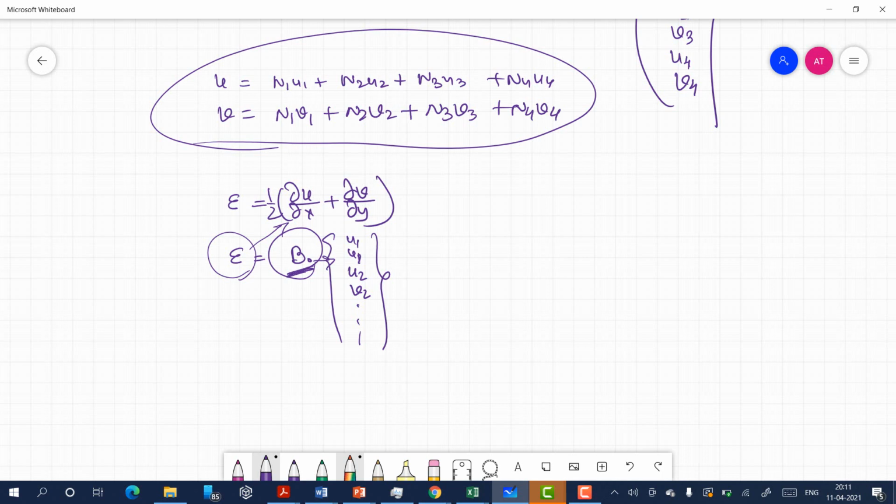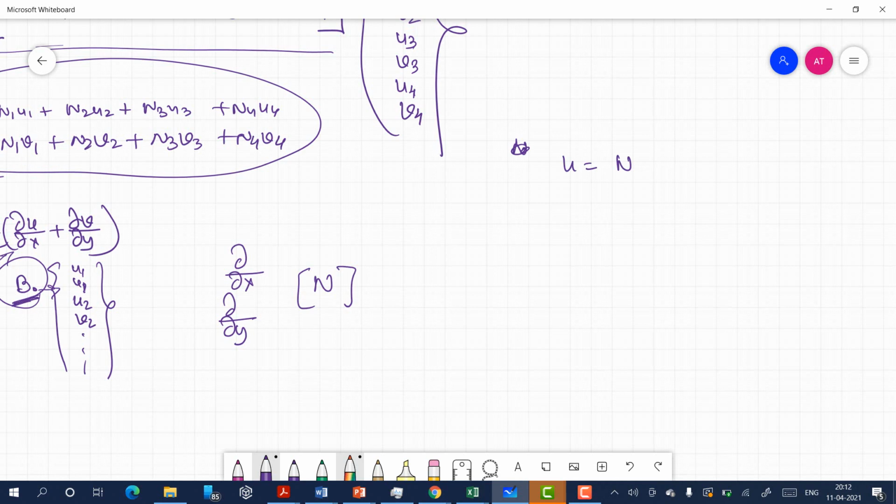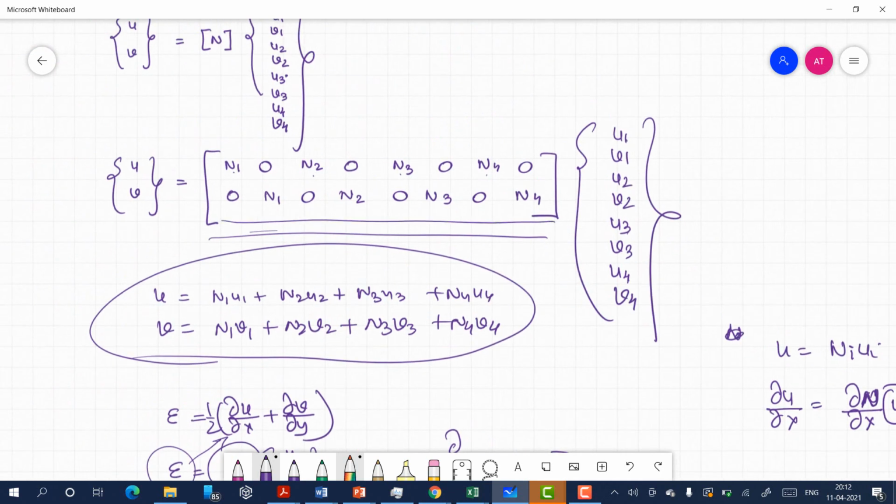We can do it by finding the partial derivatives of the shape function. So basically we have to find del del x and del del y of the N matrix, because u is equal to N_i u_i. If I have to find del u by del x, I can simply write it as del N by del x into u_i, because these are the nodal values. The thing which makes it a function is the shape function. So I simply have to take the partial derivative of the shape function, and this is how I can find the strain value in finite element analysis, right?